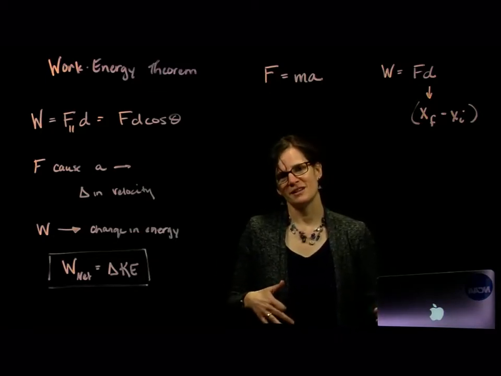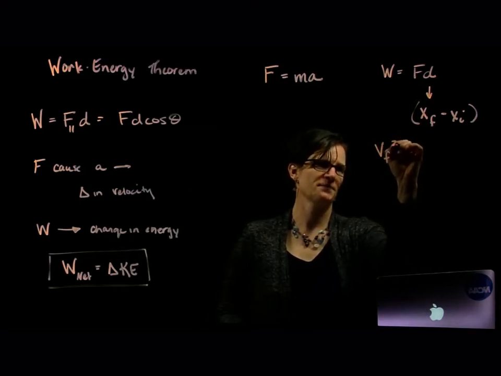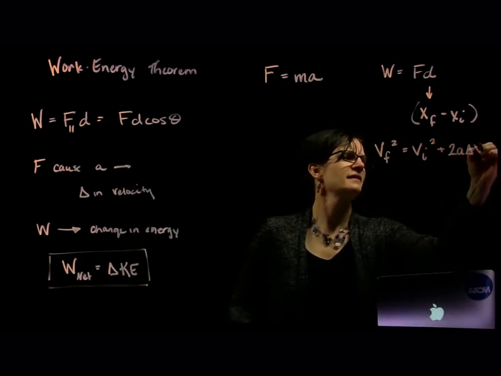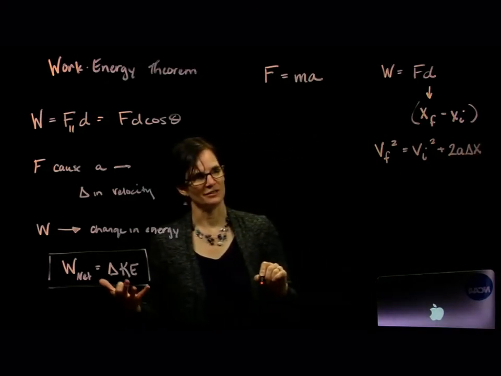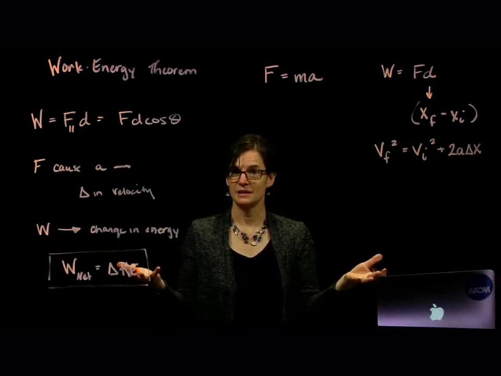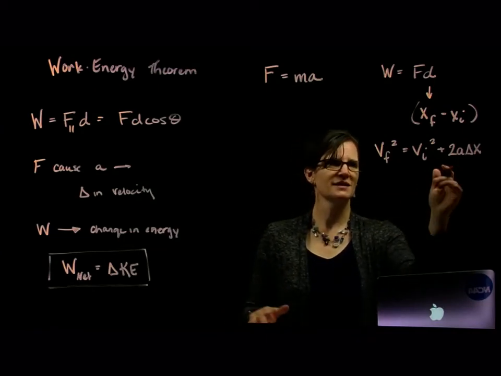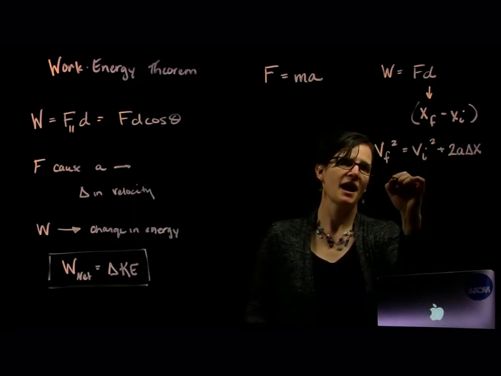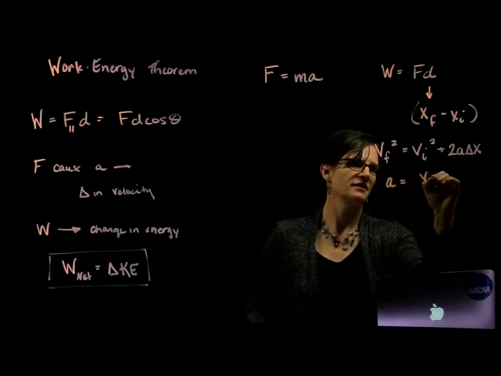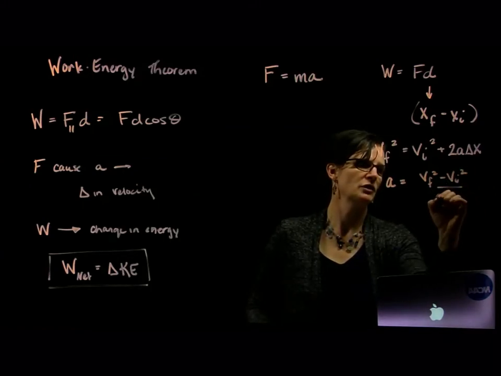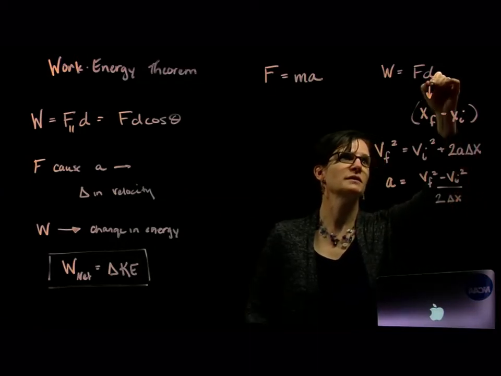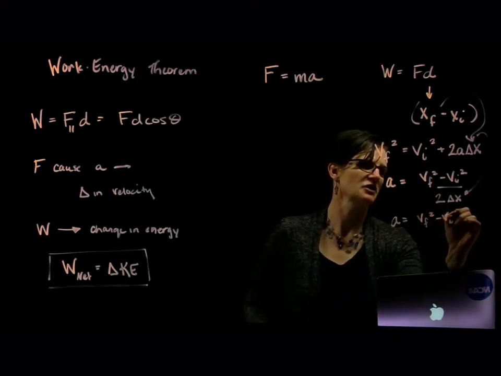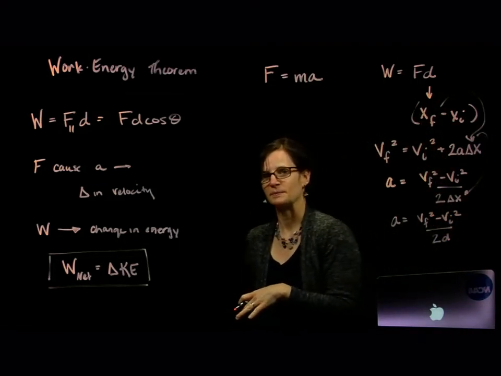And we know from our study of kinematics that if I have a constant acceleration, constant force, I have a relationship that relates the change in velocity to the displacement. If I solve this for the acceleration, doing a little algebra, bringing v initial squared over and dividing by 2 delta x, I get an expression for my acceleration: v final squared minus v initial squared, all over 2 delta x. We can replace that for our work relationship as v final squared minus v initial squared all over 2d, with that displacement d.